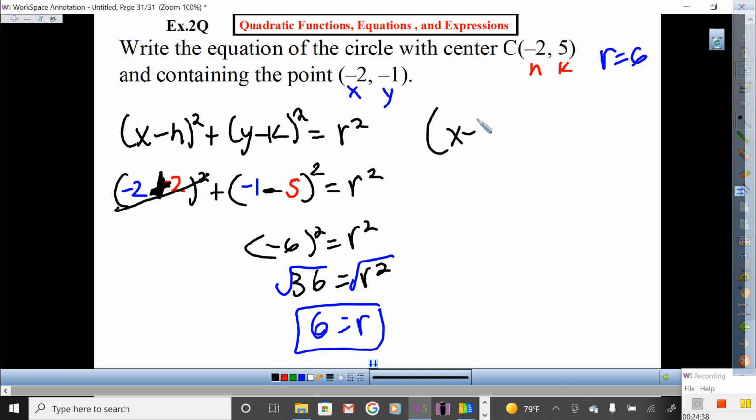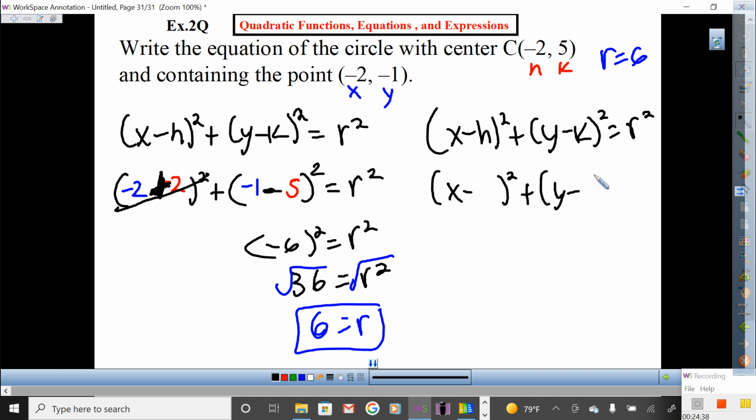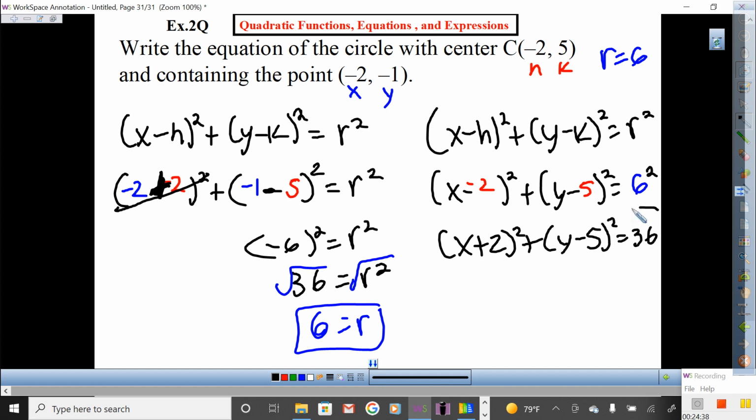Yes. X minus h squared plus y minus k squared equals r squared. X minus, y minus, blank. So the 6 goes there. Negative 2 and 5. Therefore, x plus 2 squared plus y minus 5 squared equals 36.